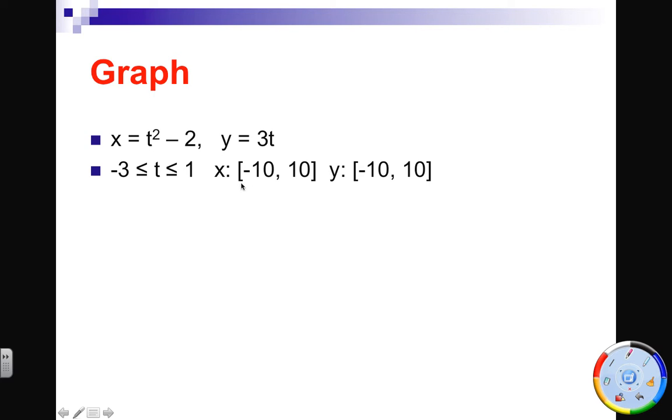This represents, by the way, the x window, so your x min is negative 10, and your x max is positive 10. Your y min is negative 10, and your y max is positive 10. And for both x and y, just do steps of 1.